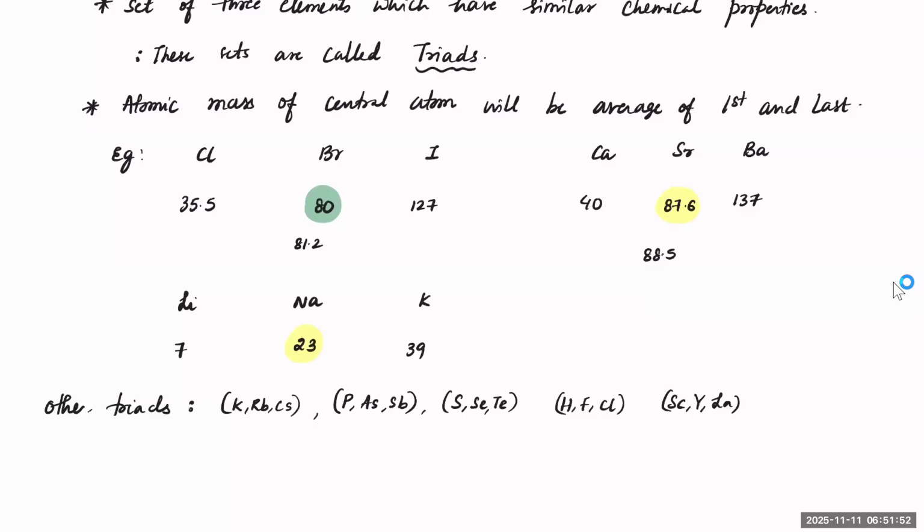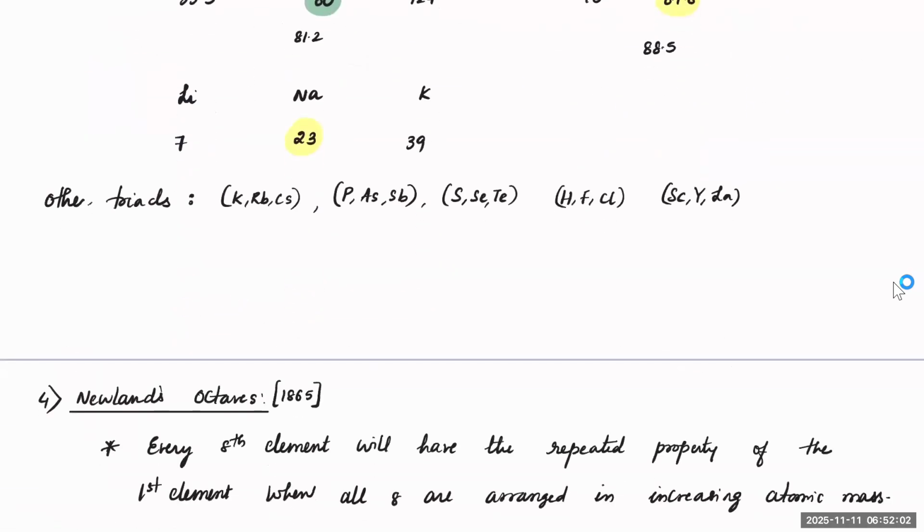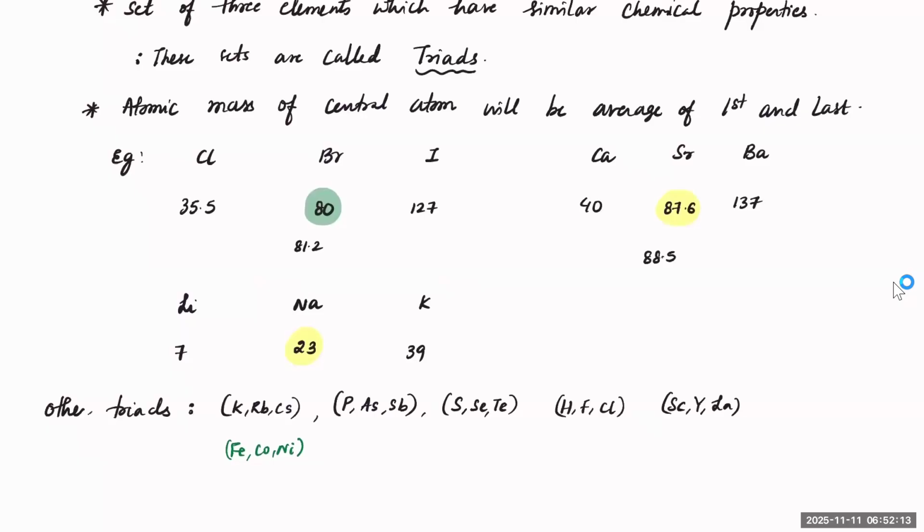Chlorine, bromine, iodine, one set. Calcium, strontium, barium, one set. Lithium, sodium, potassium, one set. Like that, you should know the sets. Another set which I forgot to write is iron, cobalt, nickel. This is another set as well. So notice these sets quickly.